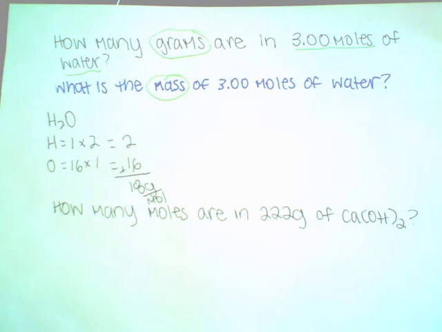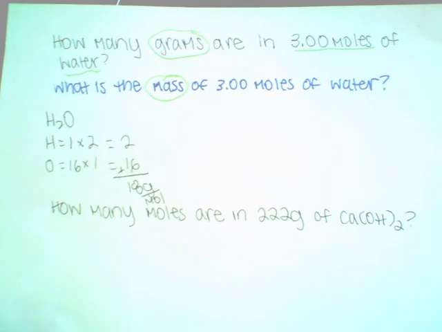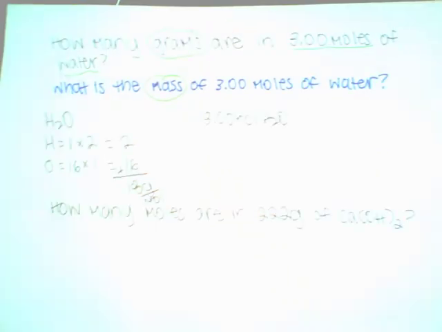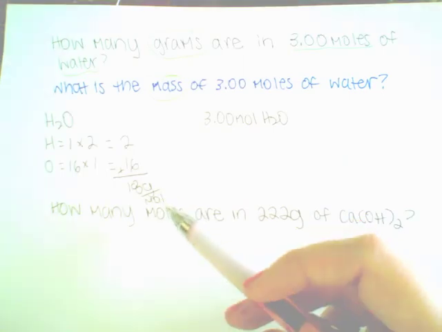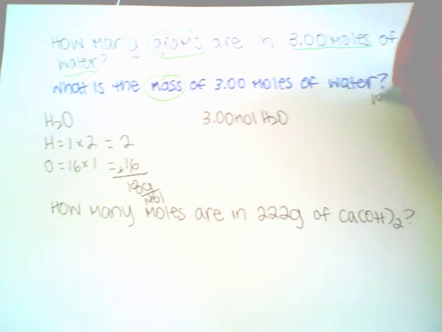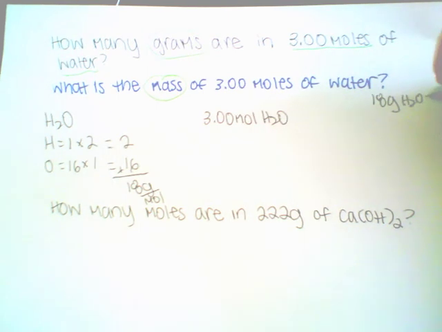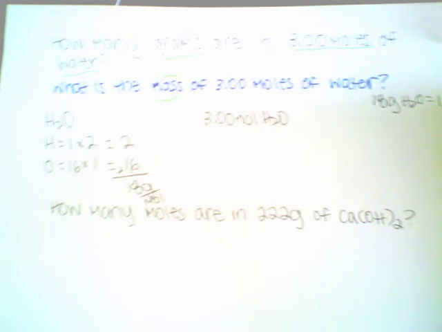Just like the unit conversions when we did metric conversions, we're going to start by writing the given. The given is 3.00 moles of water. Now I'm going to multiply 3 moles of water by the conversion factor. The conversion factor here is 18 grams of water equals 1 mole of water. I'll rewrite that up here: 18 grams of water equals 1 mole of water.